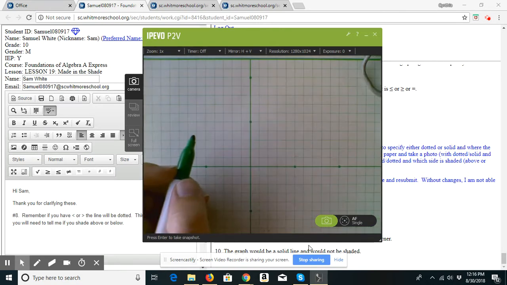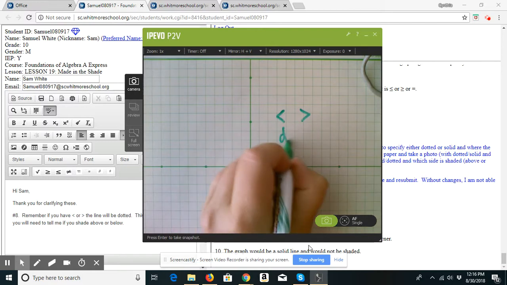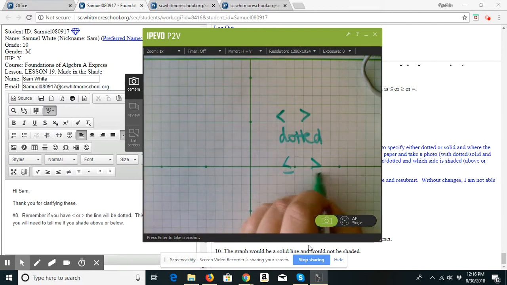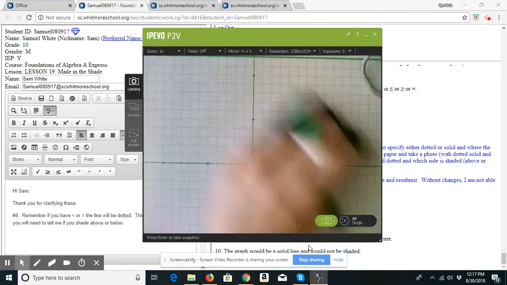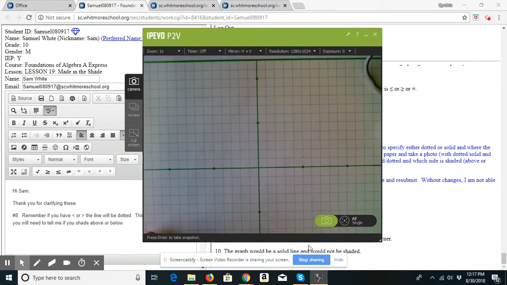A couple of things first. If you have less than or greater than, it'll be dotted. If you have less than or equal or greater than or equal, your graph line will be solid. So those are the only two things you need to look at in a problem. Now, as far as graphing the line goes, that's the same as it ever was.